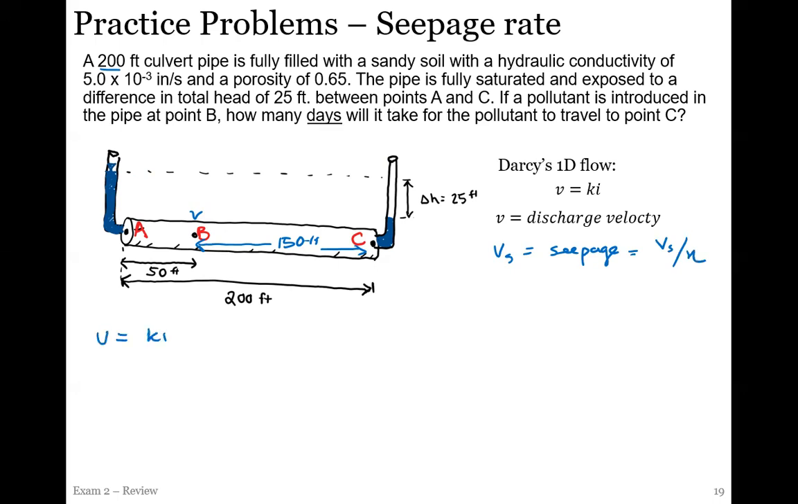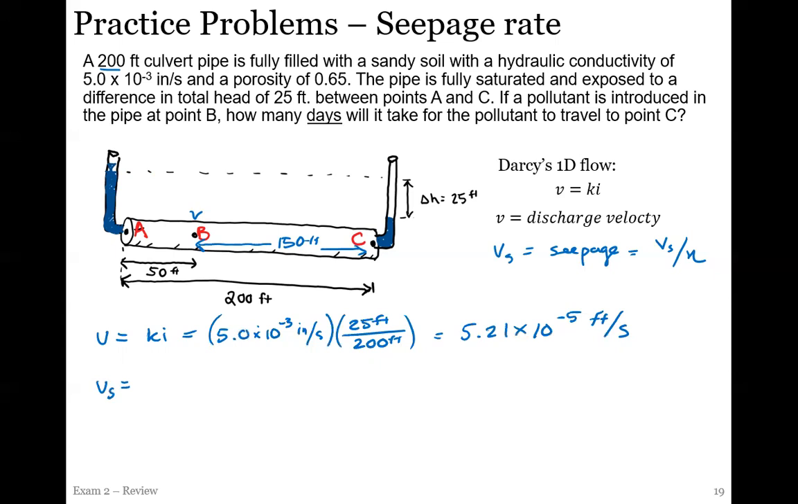Just going to go through this really quickly. Find our change in head, here we have... second. And then times our i, which is 25 feet divided by 200 feet, since that's our total length. And we'll change that into feet per second, and that is 5.21 times 10 to the negative 5 feet per second.